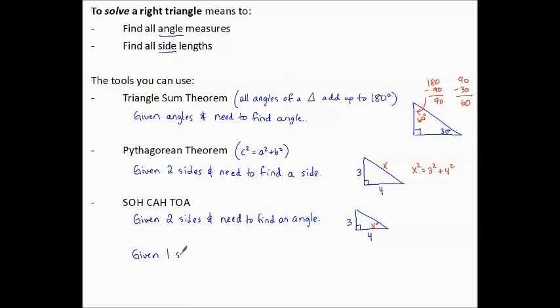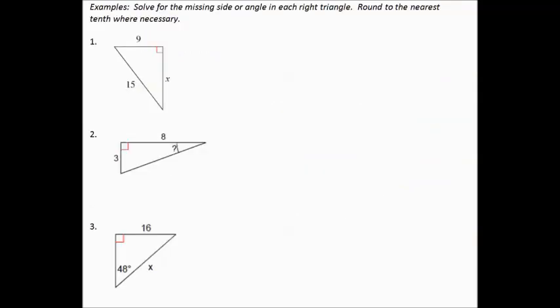Versus given one side and one angle and need to find a side. So what does that look like? Let's say that this side says 3 and this angle says 30 degrees. And what we're missing is this side. So there are different things that we use for the different things that we're given and the different things that we need. Let's take a look at some examples.